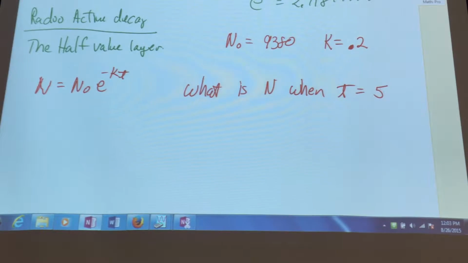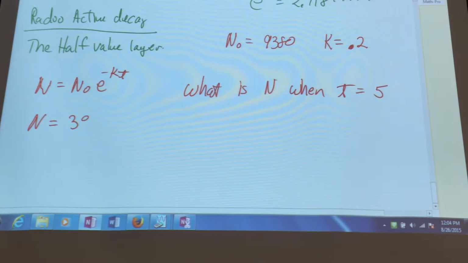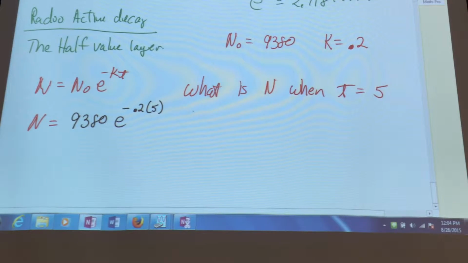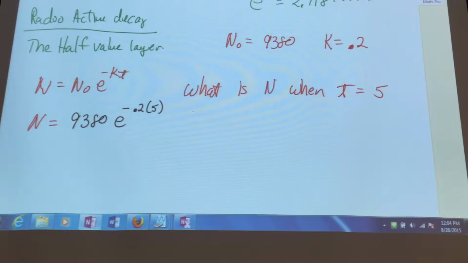So you're just trying to put this in your calculator in any nice way possible. You're going to say that n is equal to 9,000 e to the minus 0.2 times 5. And you get 3,451 approximately.